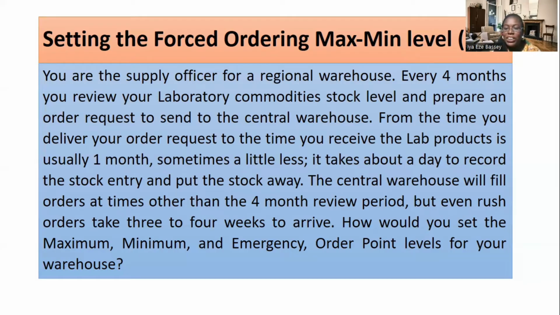And then they also said that even the rush orders take 3 to 4 weeks to arrive. When do you make a rush order in the first ordering system? That is when you have an emergency order point. And that takes about 3 to 4 weeks. So your emergency order point should be about 1 month, because if you round up, 4 weeks is about 1 month. So that would be your emergency order point. See, I have started telling you the answers.